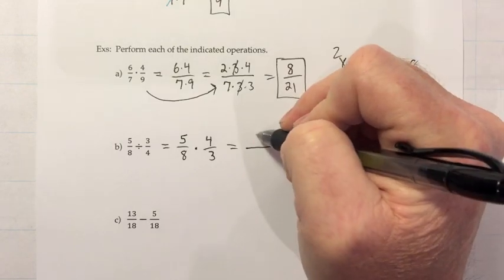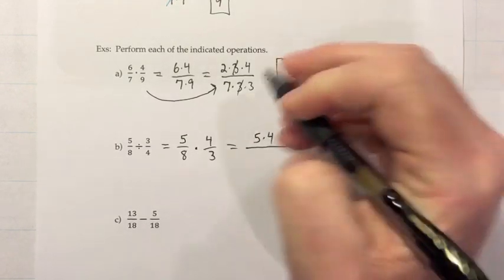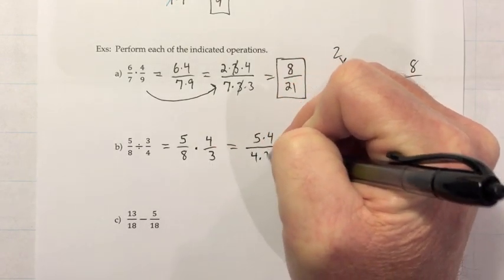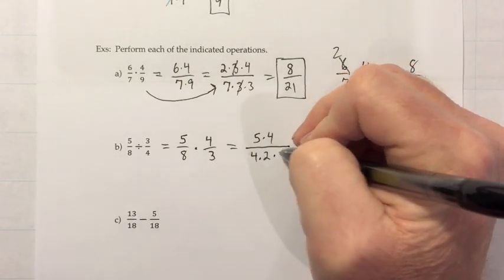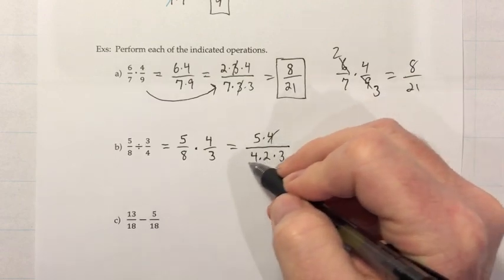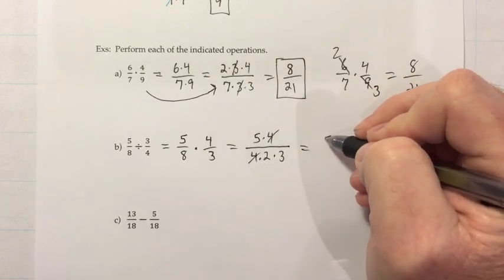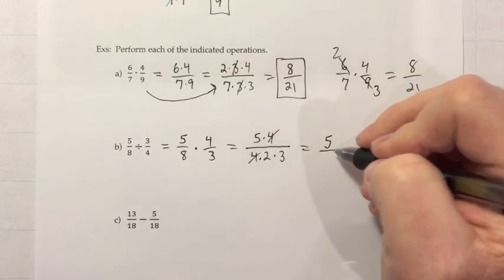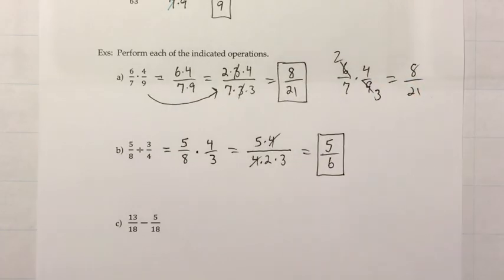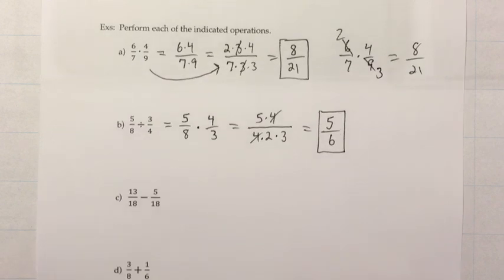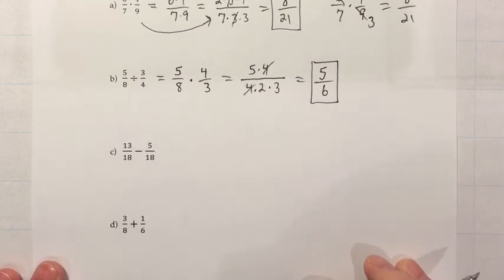4 goes into 8 twice. So I'm going to write 5 times 4 on the top, and for the 8 I'm going to write 4 times 2, so that common factor is being revealed, and then just copy over the 3, cancel the 4's, multiply out the leftovers, so just a 5 on top, and 2 times 3 is 6 on the bottom, so there's my 5/6. Moving on to a subtraction of fractions.